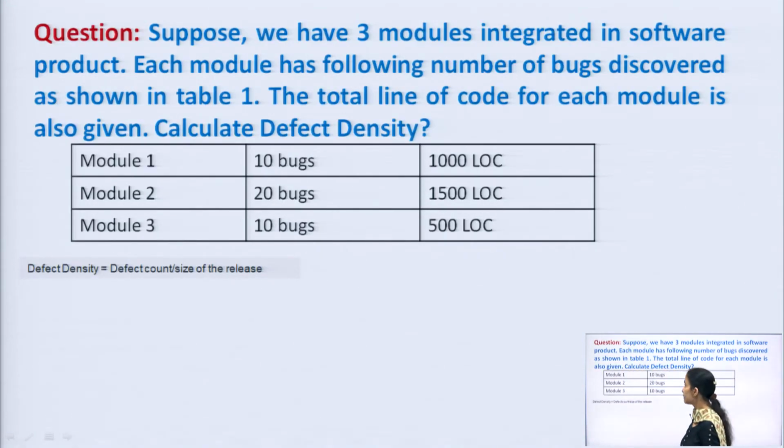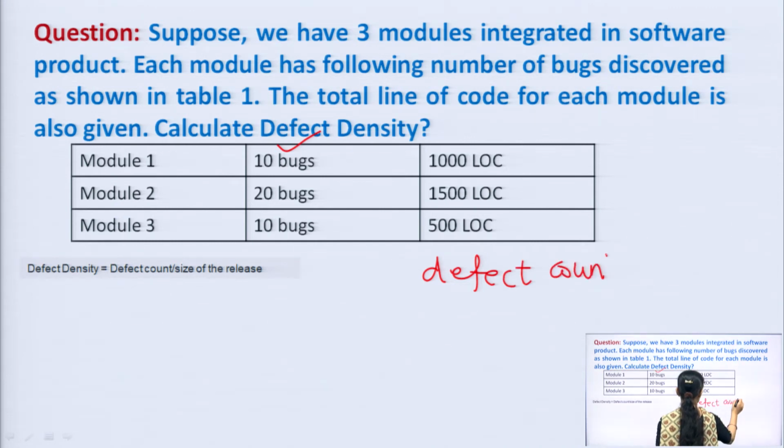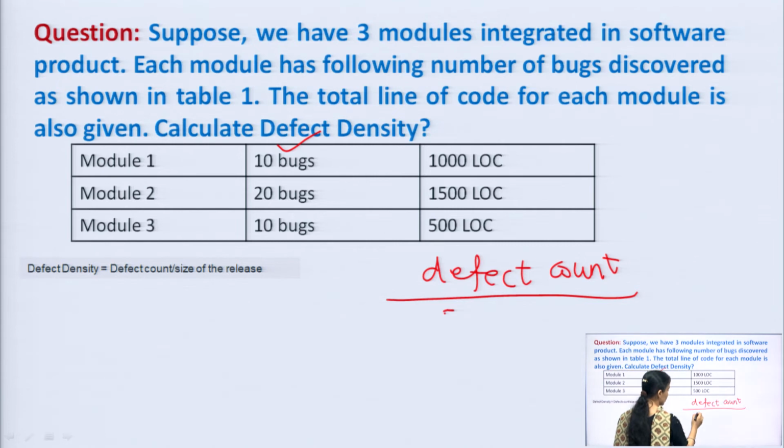Let us take one example. Suppose we have 3 modules that are to be integrated in my software. Every module has some number of bugs discovered in the table given. Then the lines of code for every module is also given. Now we have to calculate the defect density. As we know, defect density is calculated as the defect count divided by the size of code.